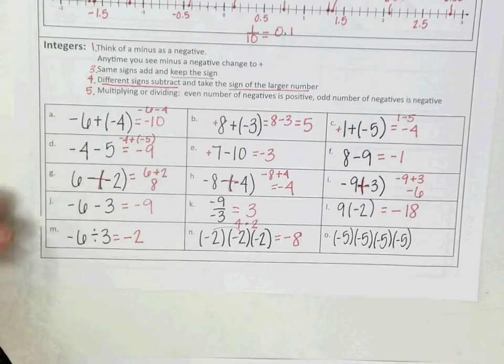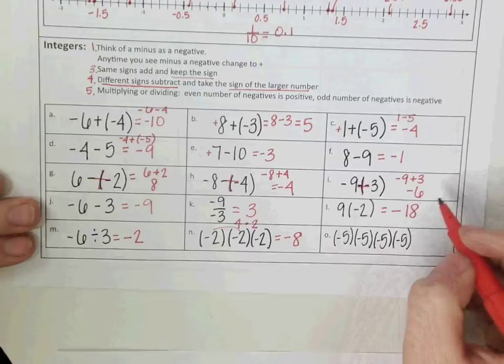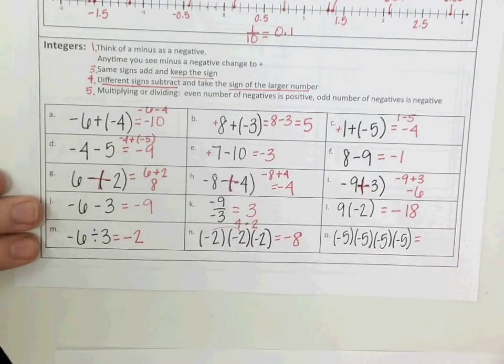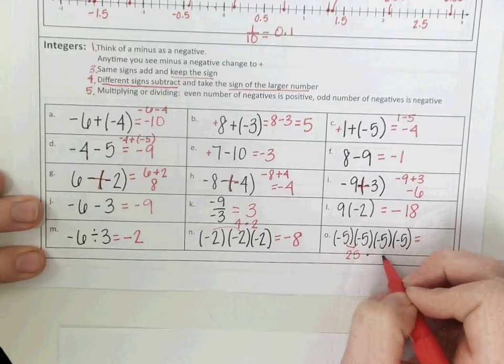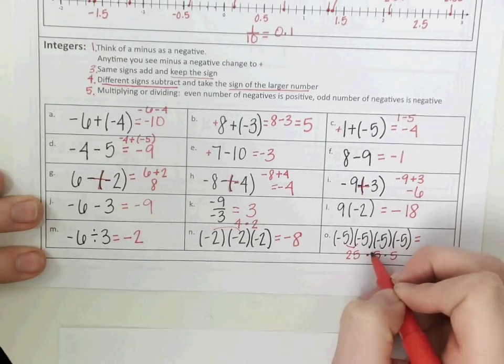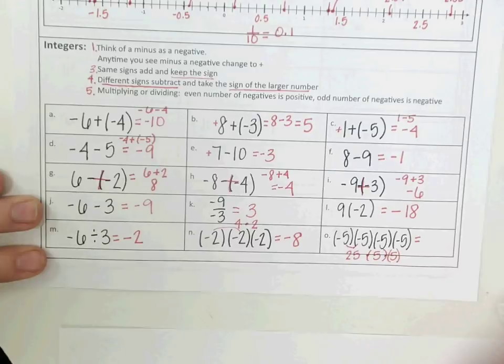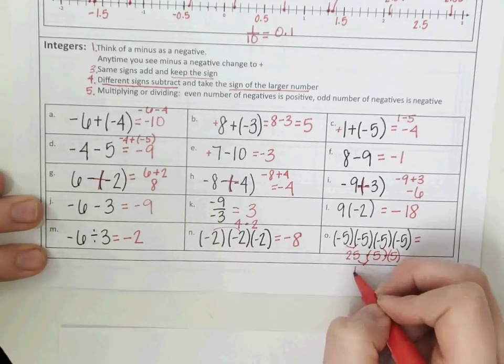And then my last one here, we see I have an even number of negatives, so my answer is going to be positive. And then we just do this one step at a time. We do 5 times 5, which you guys should know is 25. And we still have times 5 times 5. 25 times 5 is 125.